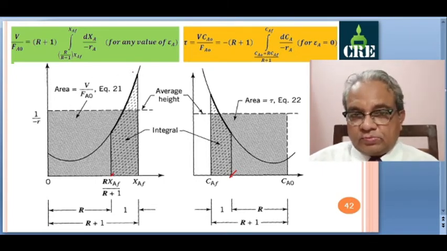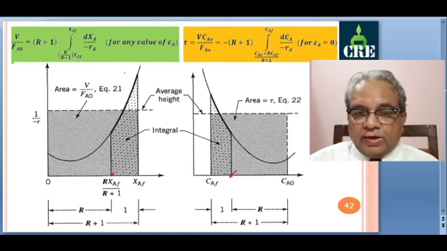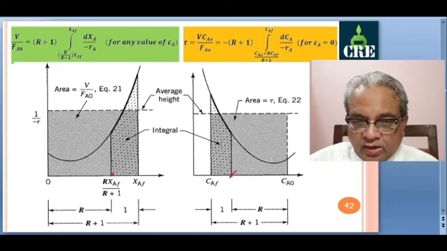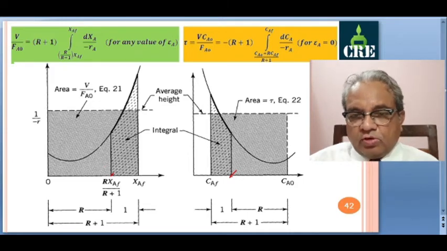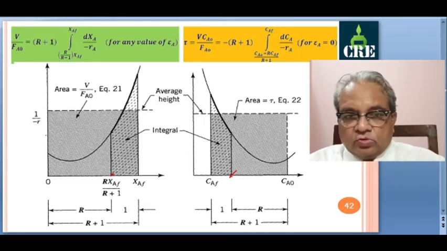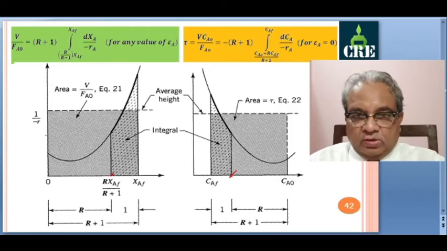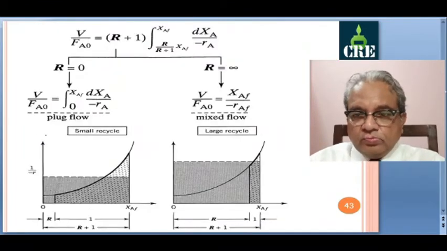These are two extremes. R equal to infinity, mixed flow, and R equal to 0, it is plug flow. And in between, with some value of R, it will be a combination of the two. So this we will see in problem solving, and there the concept will be more clear to you.